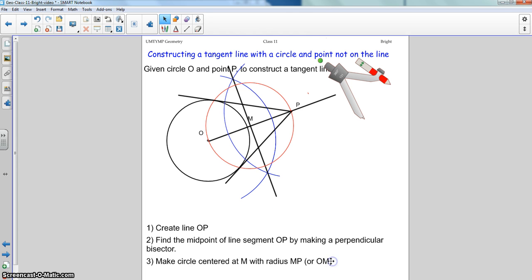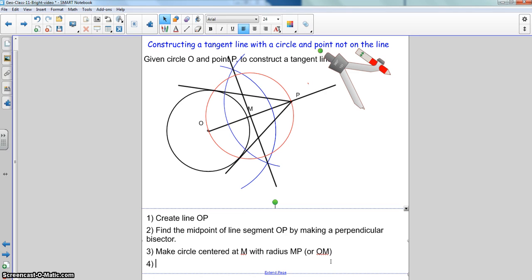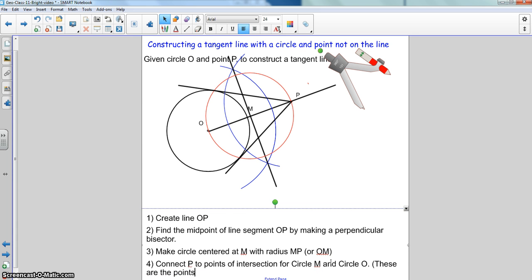Okay, and then so the last step, 4, was to connect P to points of intersection for circle M and circle O. Okay, and I'll note also that these are the points of tangency.